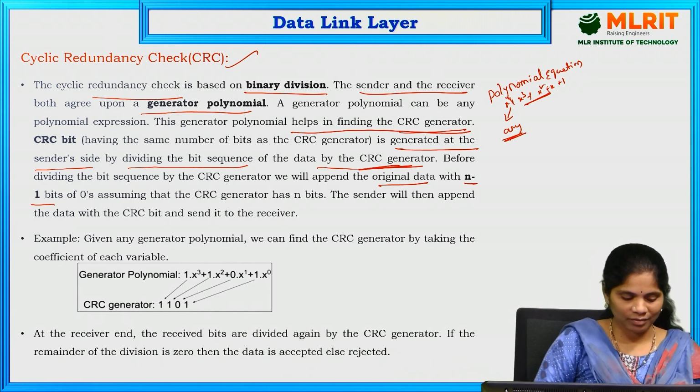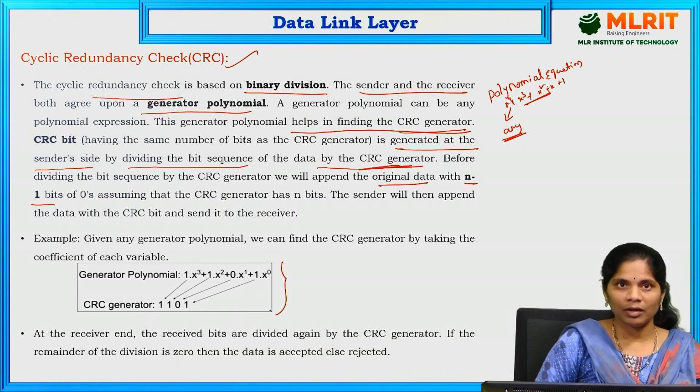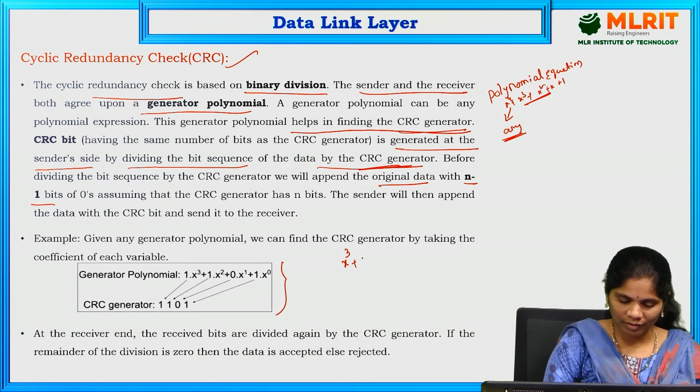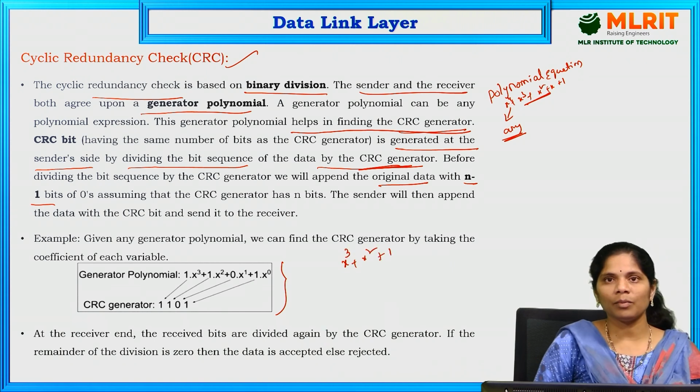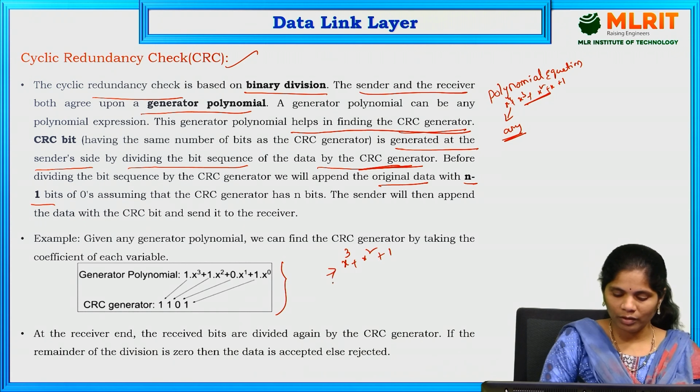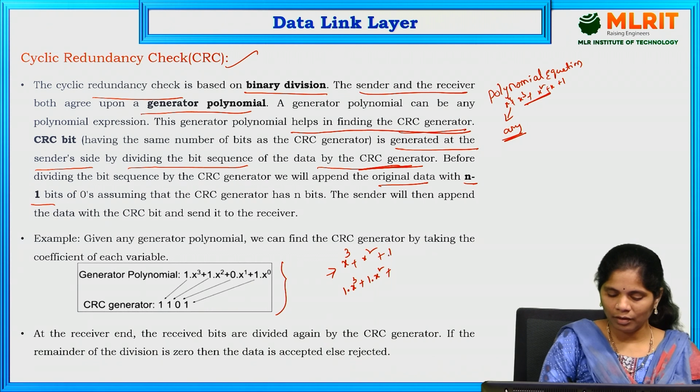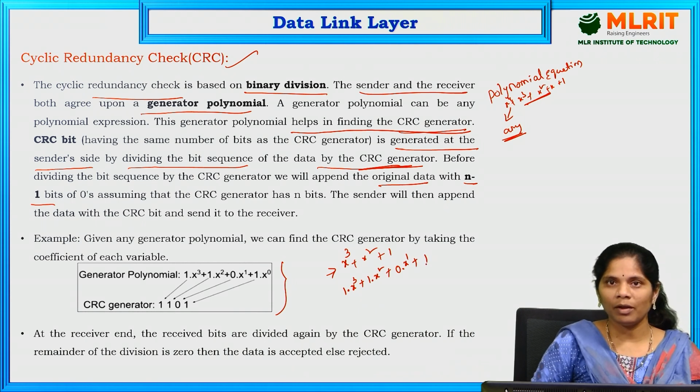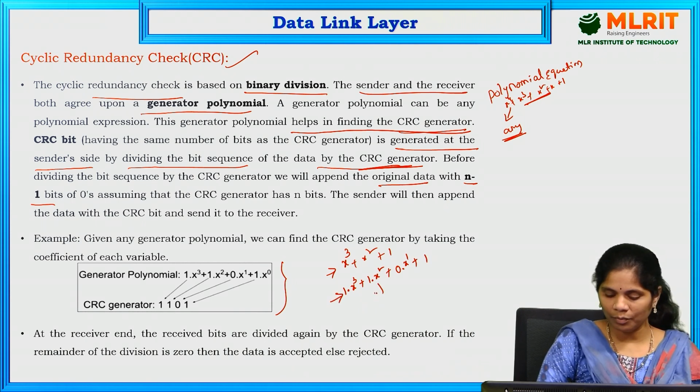Suppose take one example here. This is the CRC generator. We are applying the CRC generator for this polynomial equation. Here the polynomial equation originally is x cube plus x square plus 1. How are we going to write this? 1 into x cube plus 1 into x square plus, here x power 1 is missing, that's why we write 0 into x power 1, plus 1. This is the polynomial equation. From this, how do we get the generator? How do we write the CRC generator? This is 1, this is 1, this is 1, 1, 1. Here is 0 and here is 1.